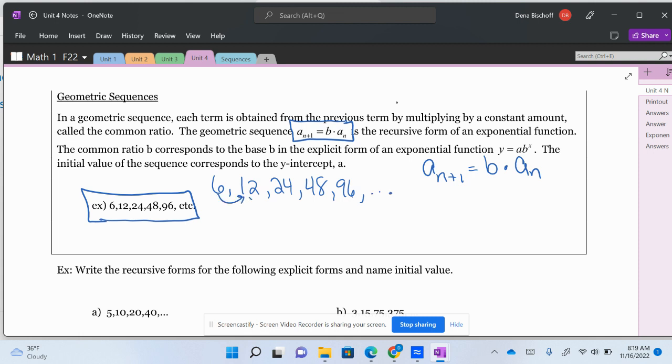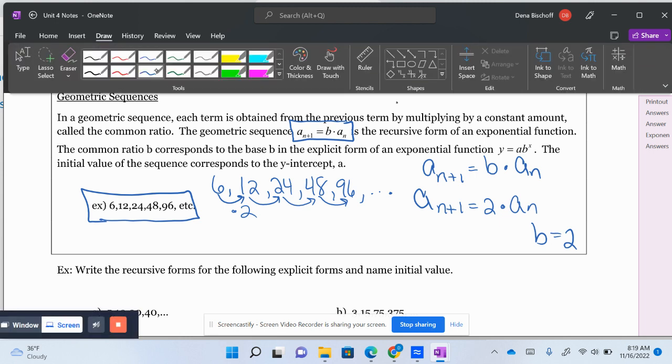The first thing I need to do is find out what my common ratio or my base is. What am I multiplying by each time? Yeah, I'm multiplying by 2. So that's what my b is. So the recursive formula for this sequence is a sub n plus 1 equals 2 times a sub n.